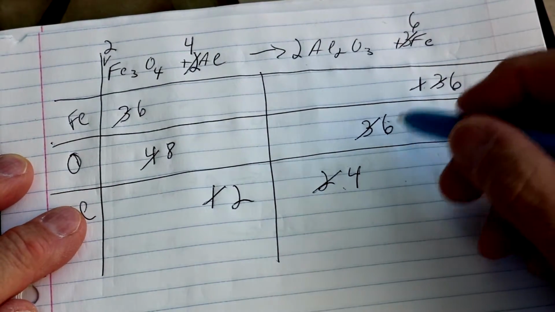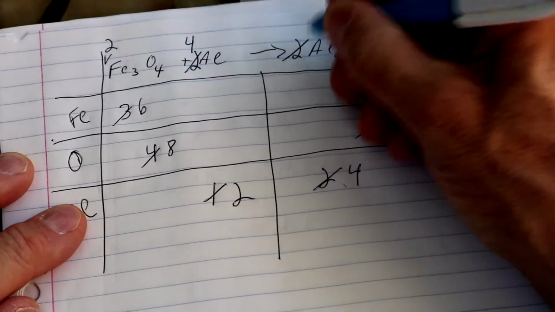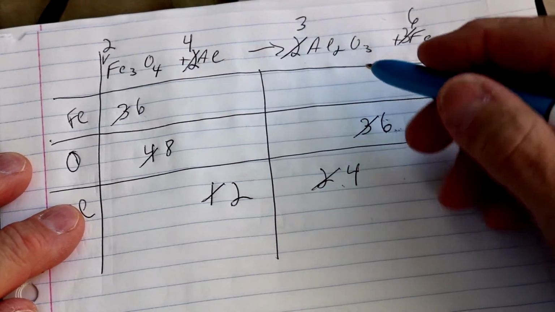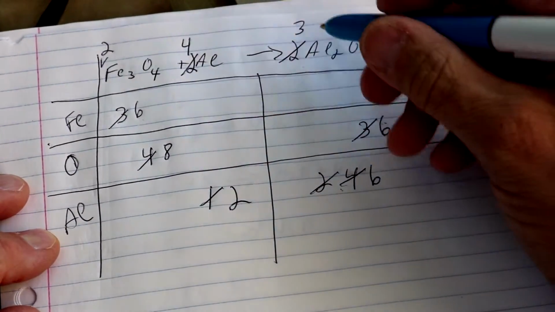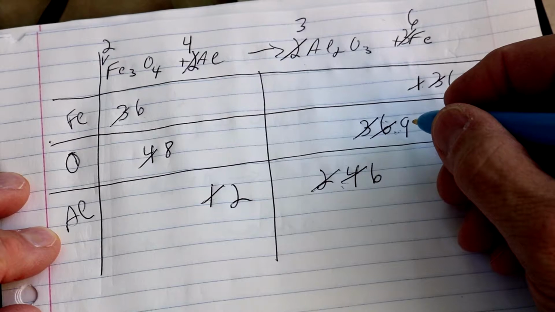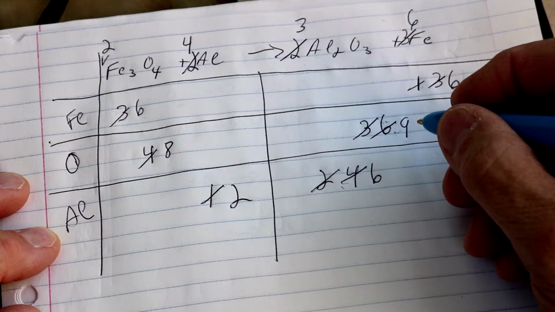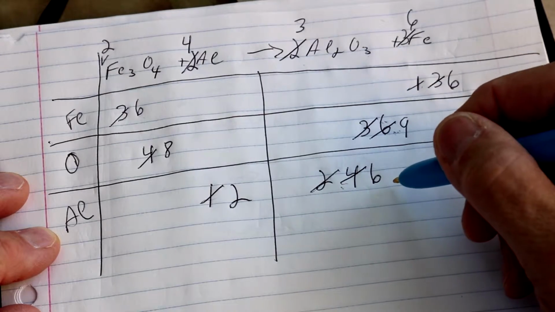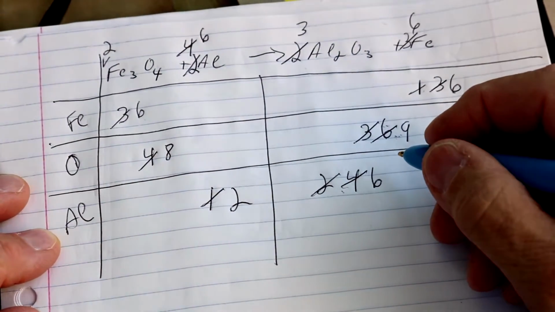Alright, let's go back to the oxygen. We need more oxygens on this side. So let's just change that 2 to a 3. So now we have 6 aluminums. And 3 times O2, we have 9 oxygens. So to fix the aluminums, we can just change this to a 6. And that'll fix our aluminums.